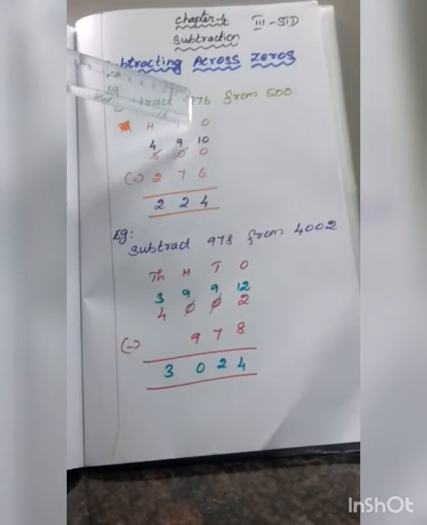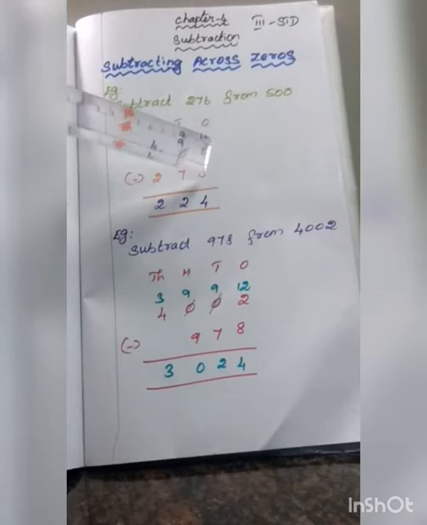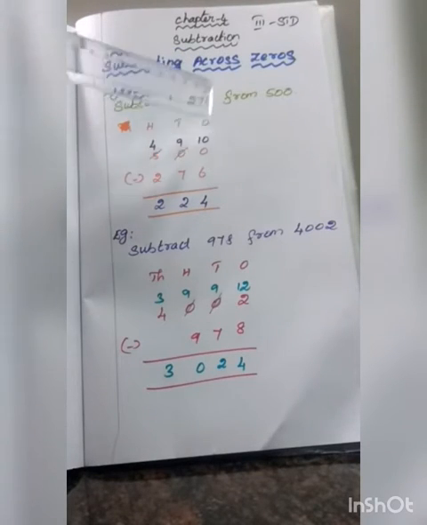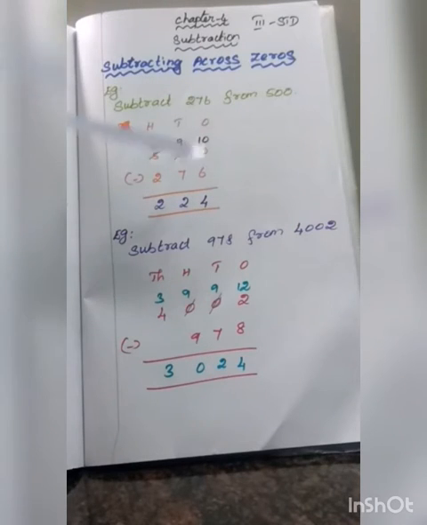In the ones place what numbers are there? 0 and 6. So you have to subtract 6 from 0. We can't subtract 6 from 0. So what do you have to do? You have to borrow from the neighbor number. See the neighbor number in the tens place, what number is there? In the tens place also 0 is there. So we can't borrow from the tens place. So you have to see the next place.